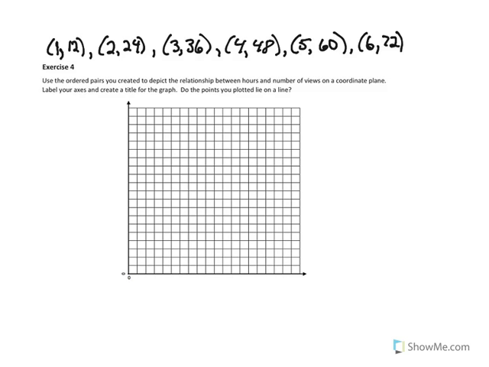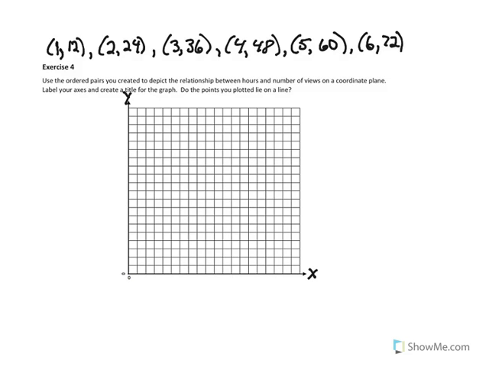So let's move down to exercise 4. Exercise 4 asks us to use the ordered pairs that we created to depict the relationship between hours and number of views on a coordinate plane, which we just did last week. Label our axes and create a table for the graph. And then it asks us a question: will our points that we plot lie on a line? So let's start by labeling our axes. This is X, this is Y.